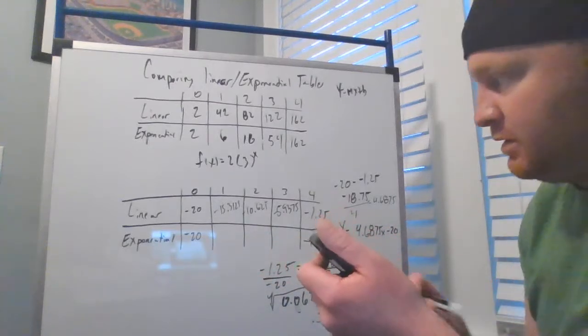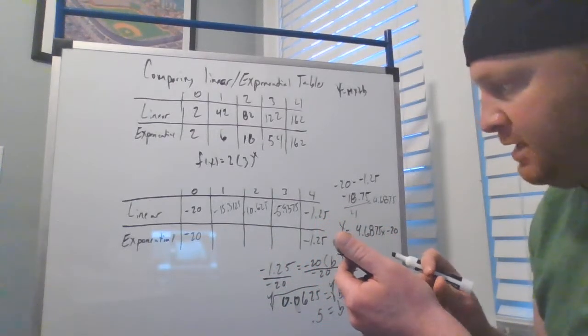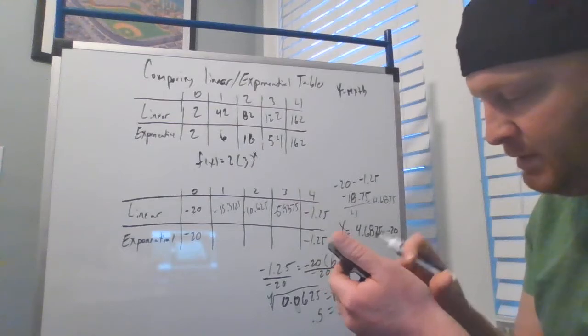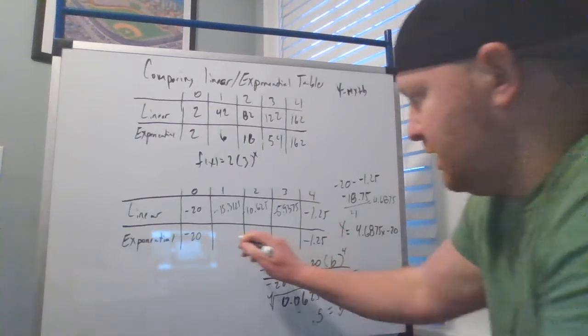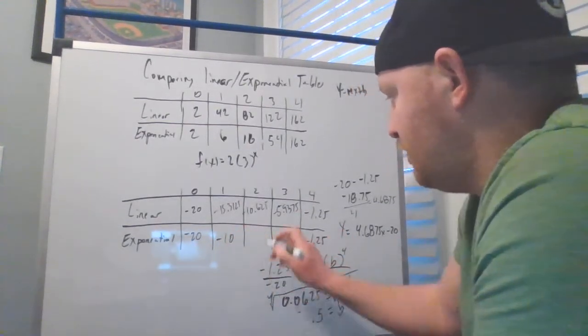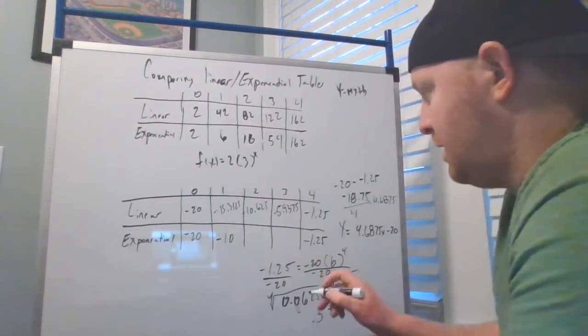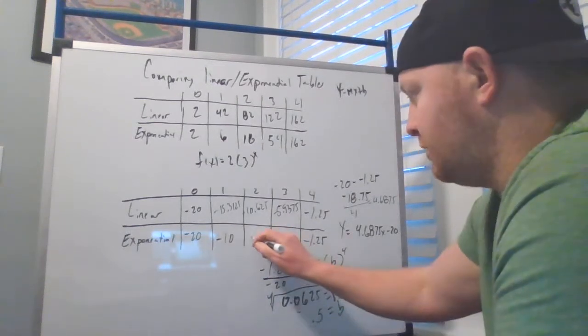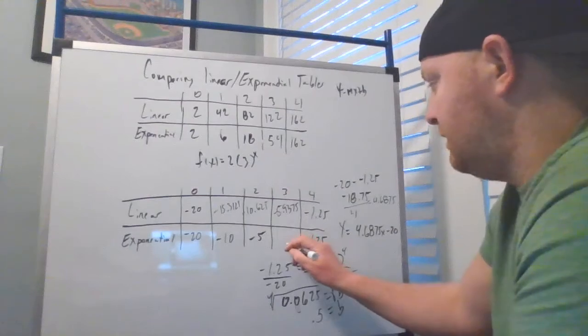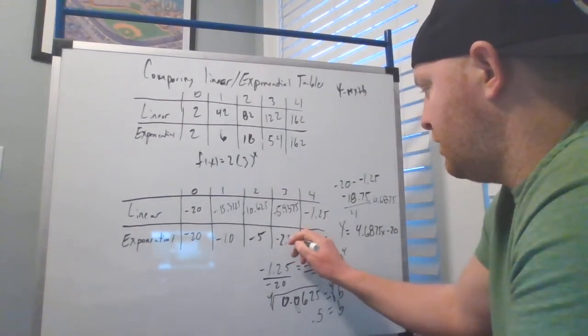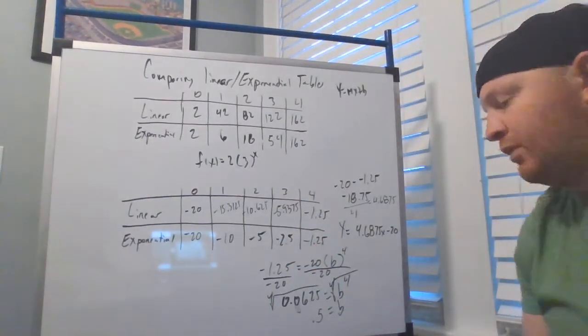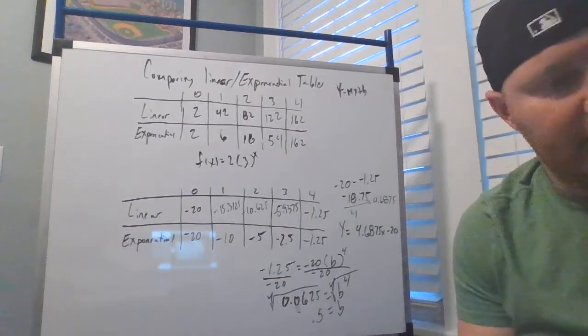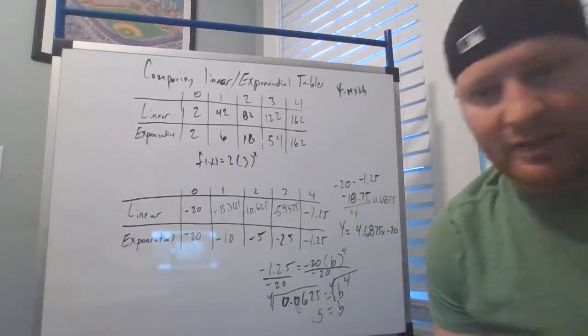Okay. So, negative 20 times 0.5, we get negative 10. We're going to keep on going down by half, so this will be negative 5, this will be negative 2.5, and this will be negative 1.25. So we are solid there. That is how you do this, all right?